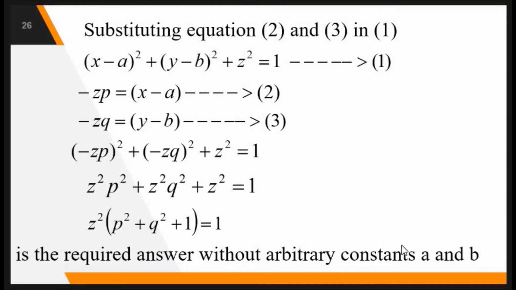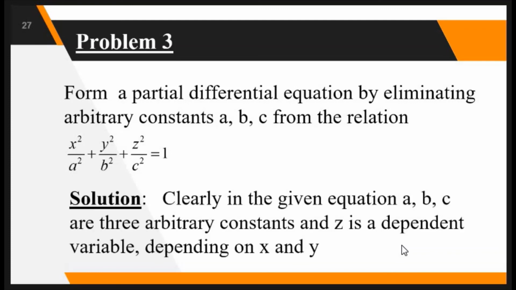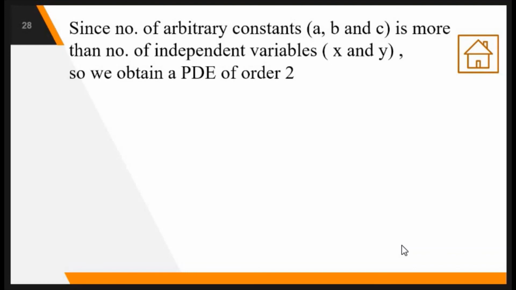Now let us move on to the next problem. Form a partial differential equation by eliminating arbitrary constants a, b, c from the relation. So we have a relation here. In this, clearly count the number of arbitrary constants a, b, c. So n is equal to 3. x and y are the independent variables. z is a dependent variable. Now the number of arbitrary constants is more than the number of independent variables.